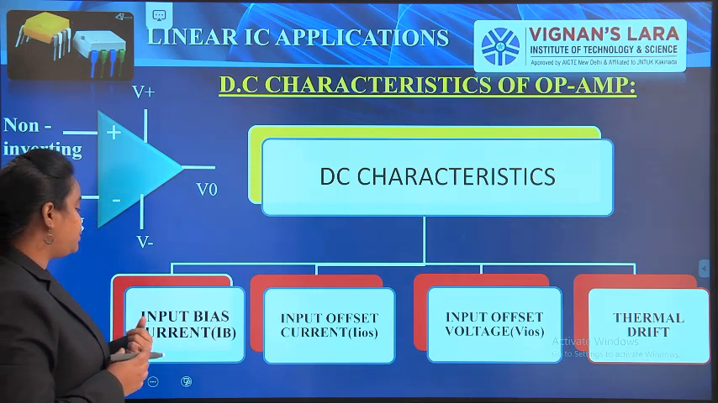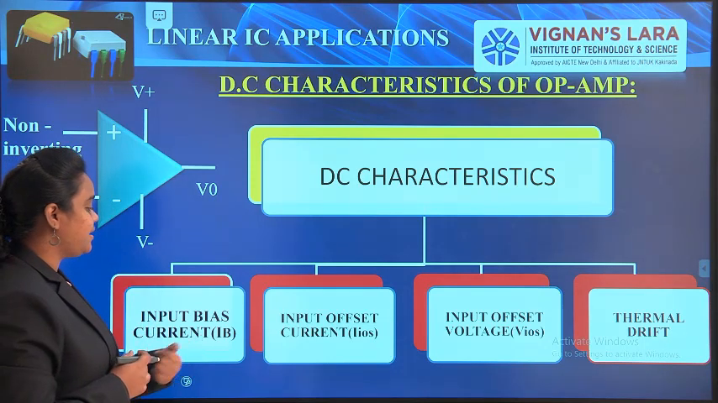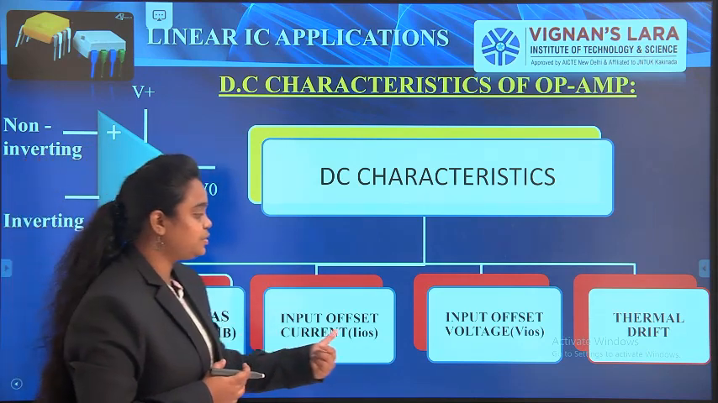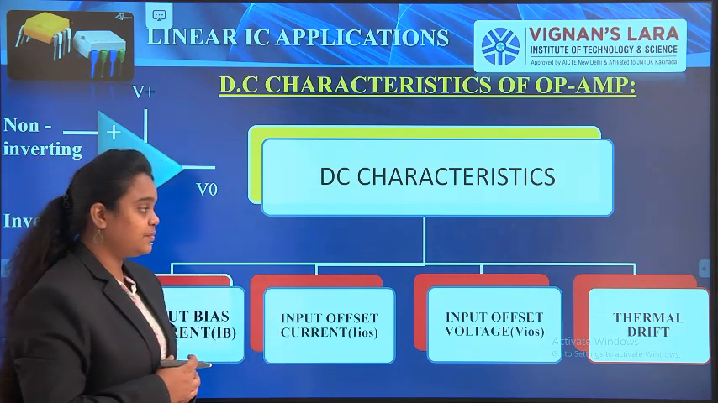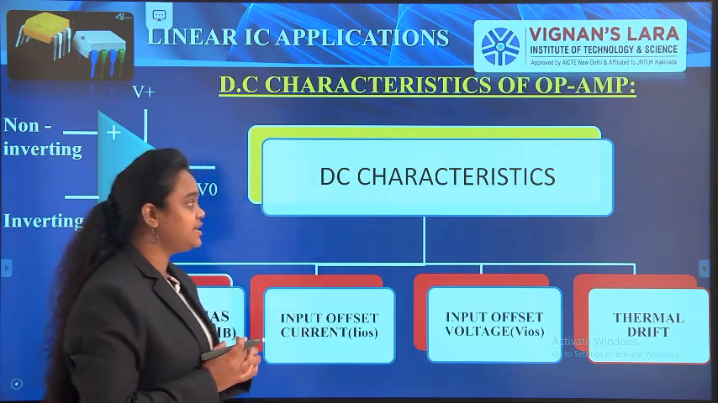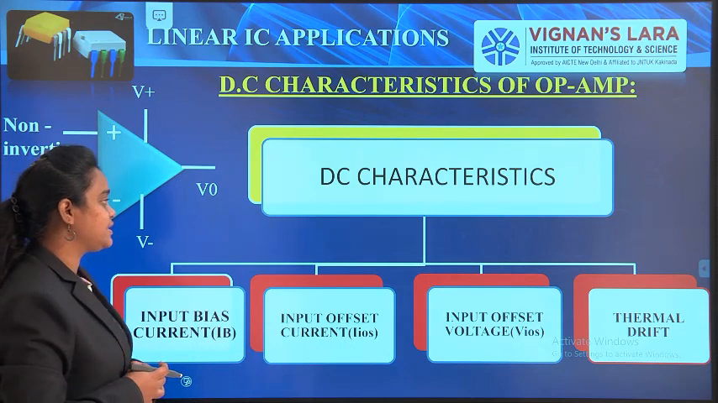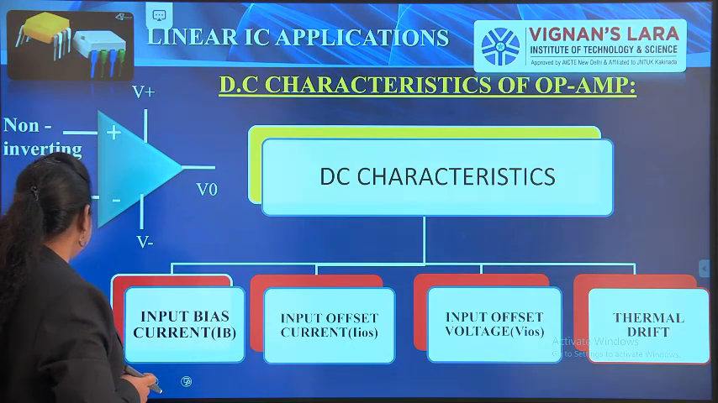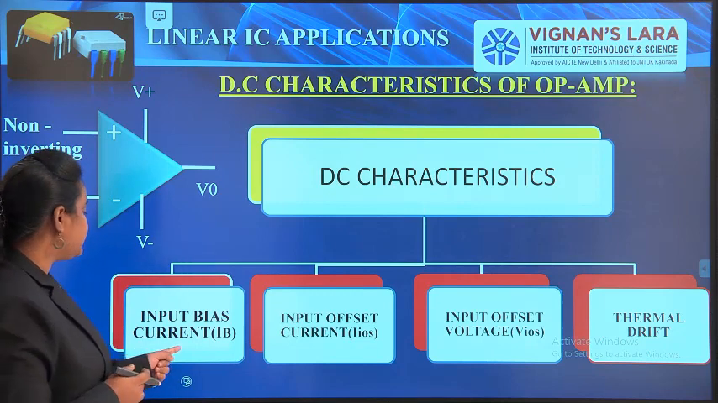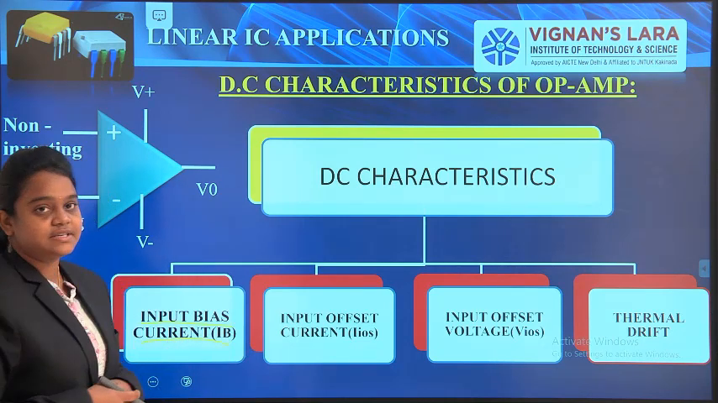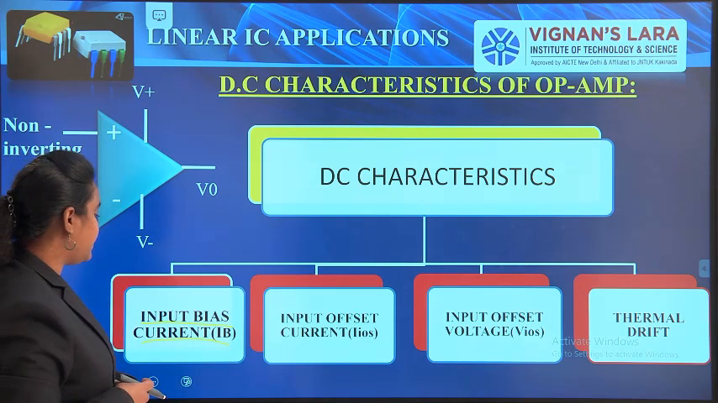The input bias current is written as IB, the input offset current as IOS, then the input offset voltage, and the thermal drift. These are the characteristics, and I am going to explain these DC characteristics one by one. The first characteristic is the input bias current.